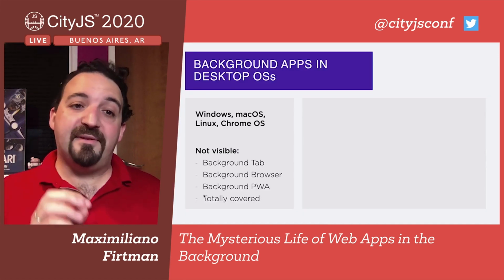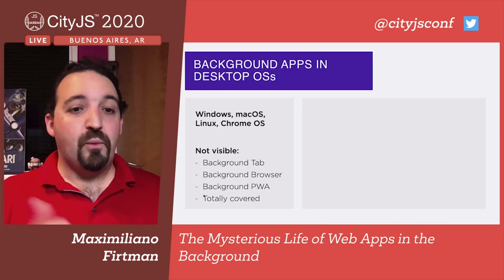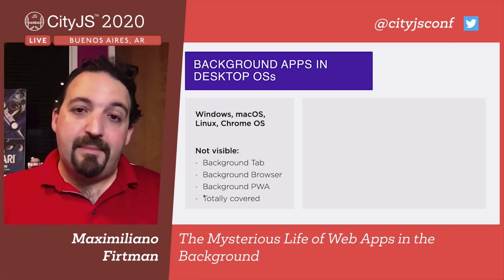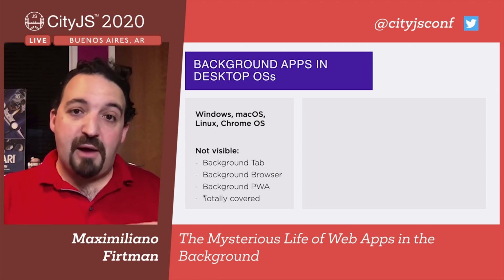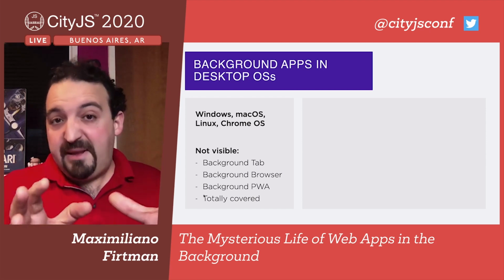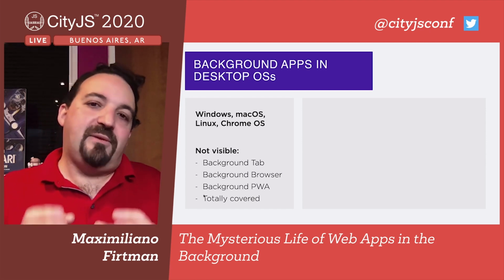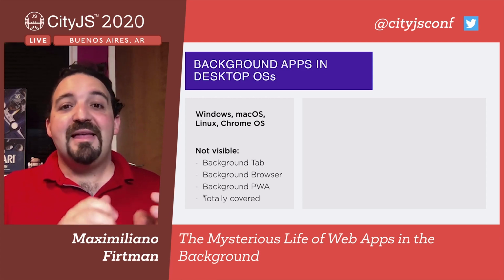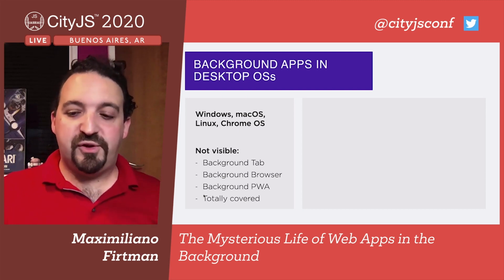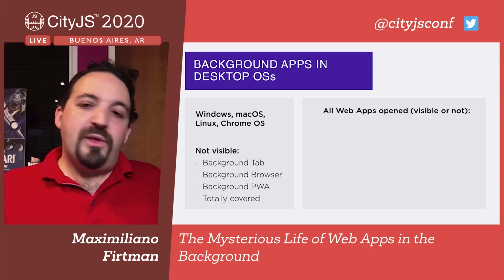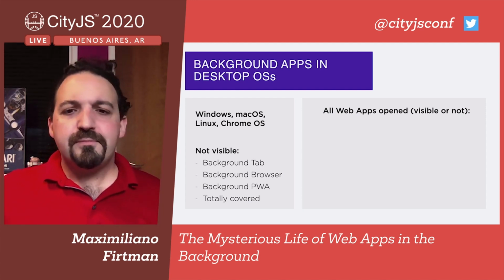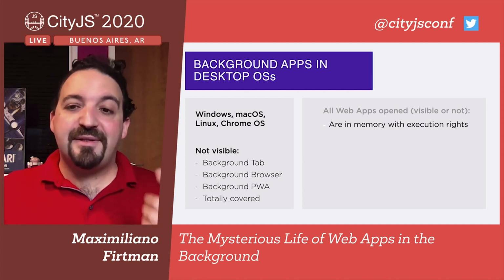So background apps in the desktop operating systems, Windows, macOS, Linux, and Chrome OS, our web app will not be visible when the tab is in the background, when the whole browser is in the background, if it's a PWA in a standalone mode, when the PWA is in the background, and also when the PWA or the website is totally covered by another window. Those are the situations. In this case, all the web apps, when they are open, visible or not, it doesn't matter if they're visible or not, they are in memory and they have execution rights.